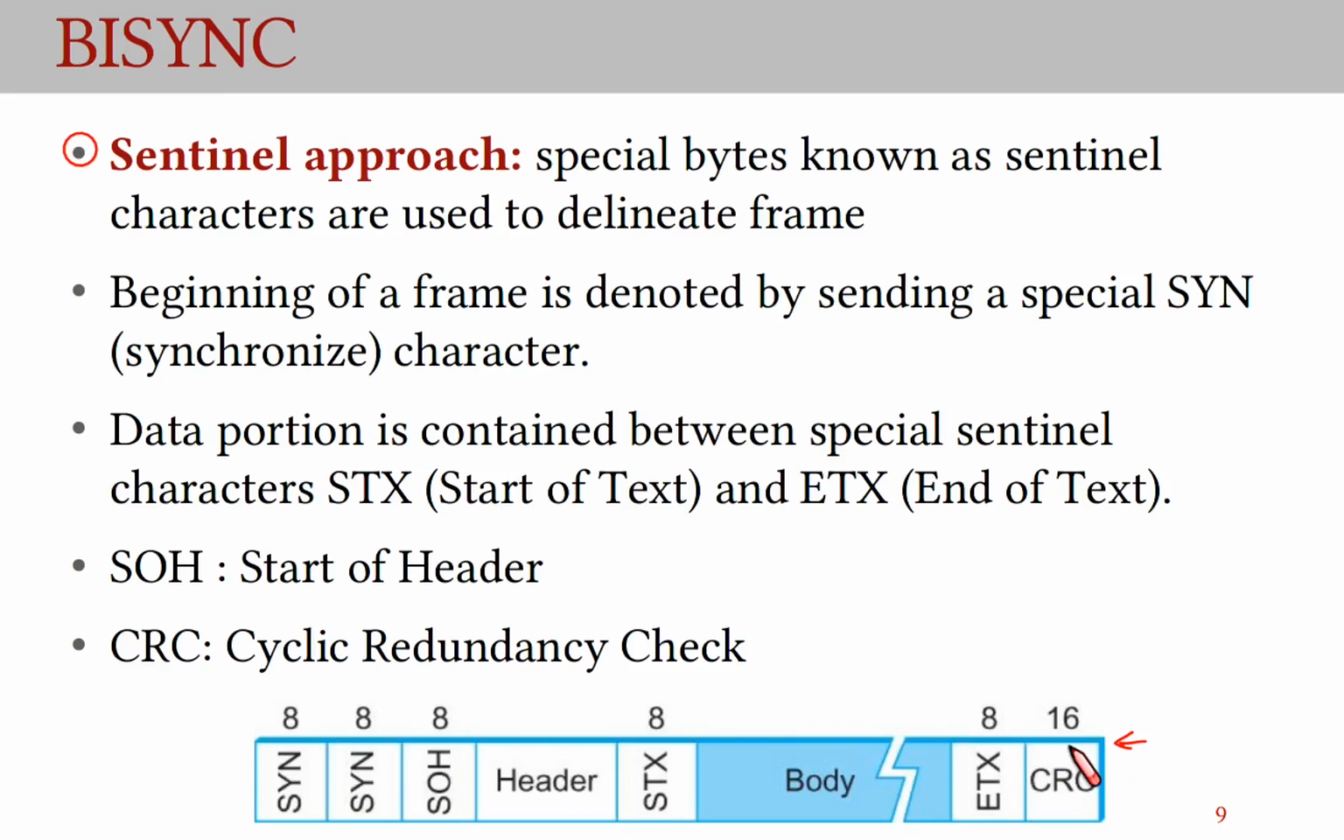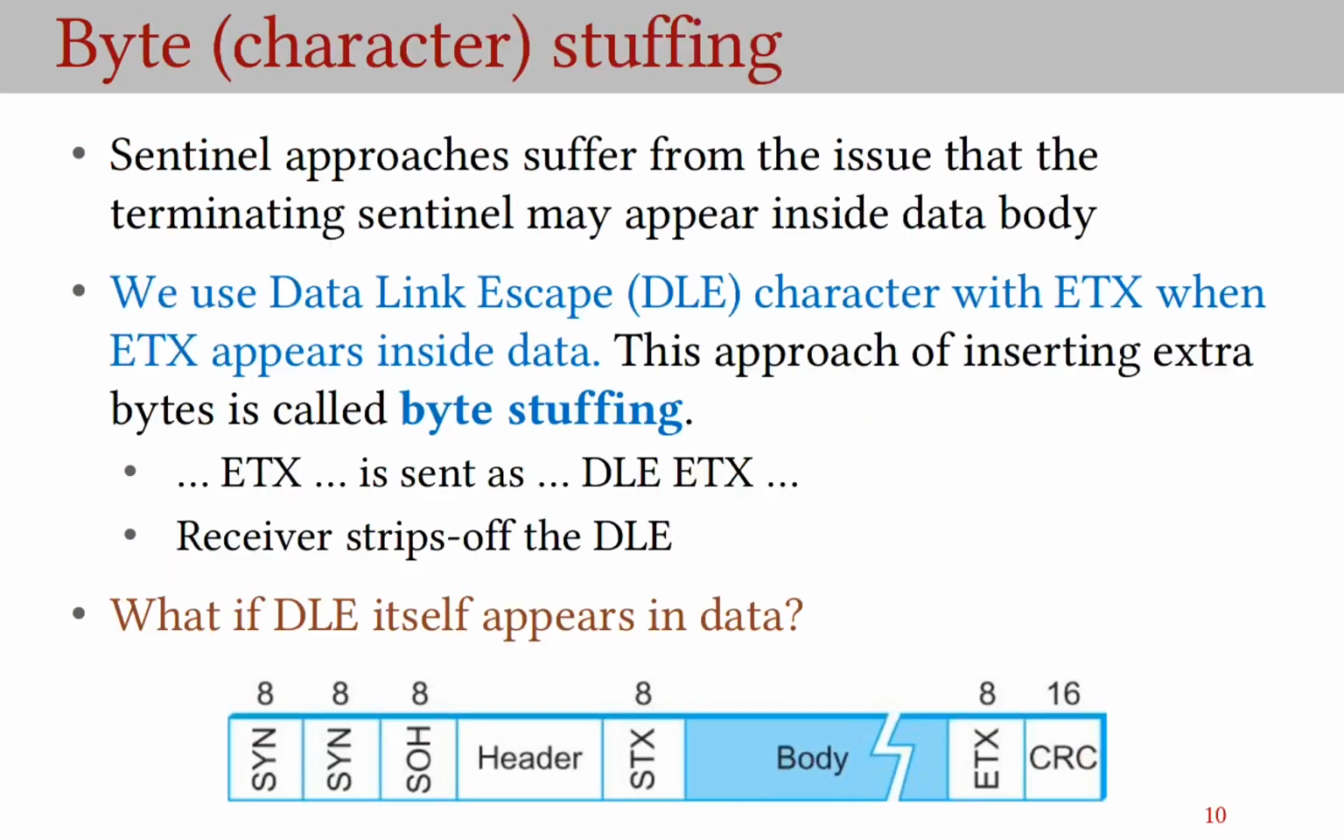CRCs are used to detect errors in a frame. The problem with this approach is that this ETX character may appear inside the data body. And when that happens, it will cause the receiver to assume the end of data and treat the next 16 bits as CRC.